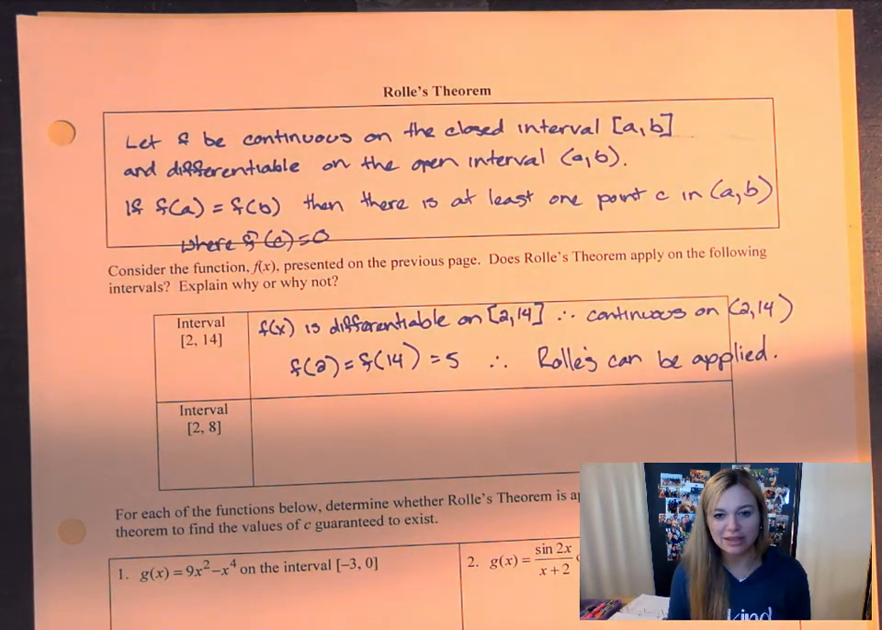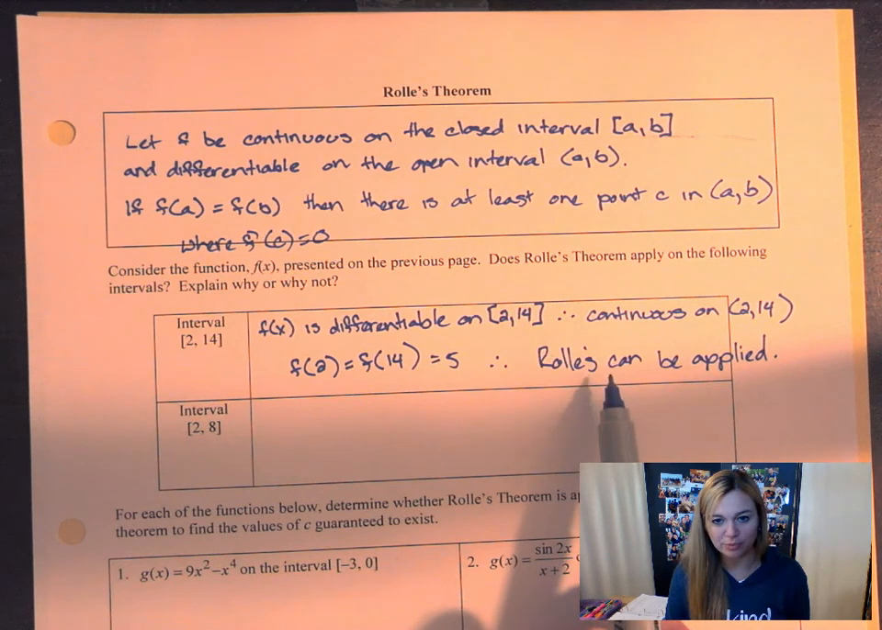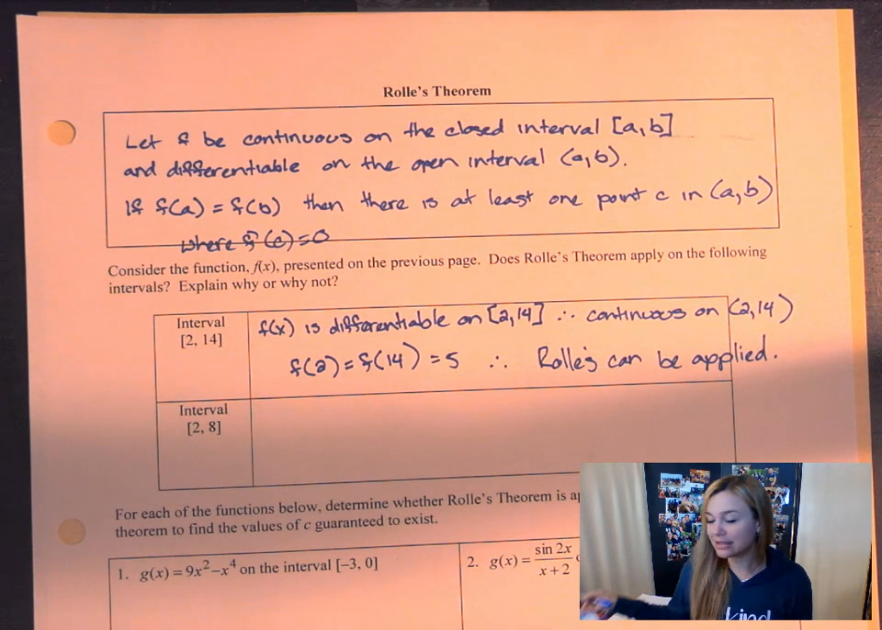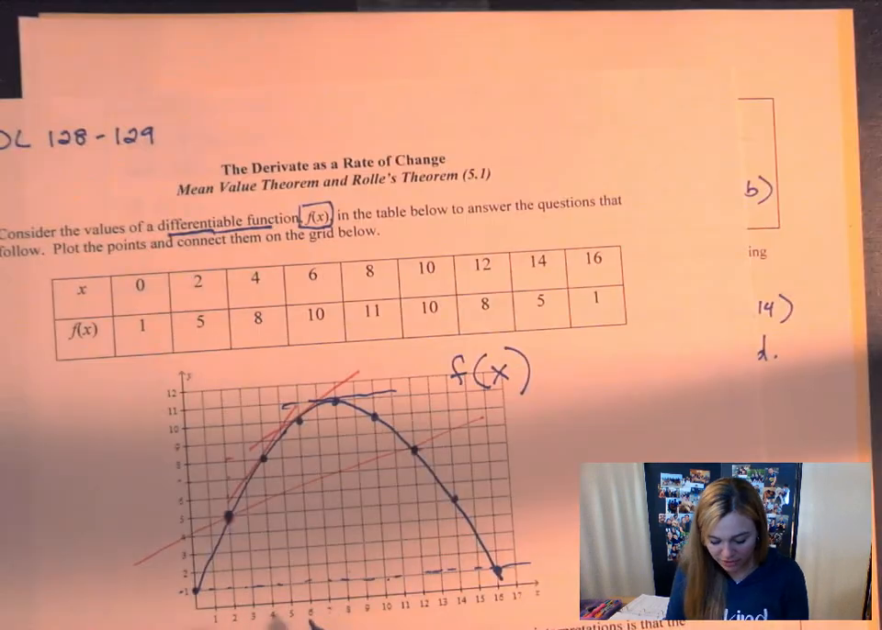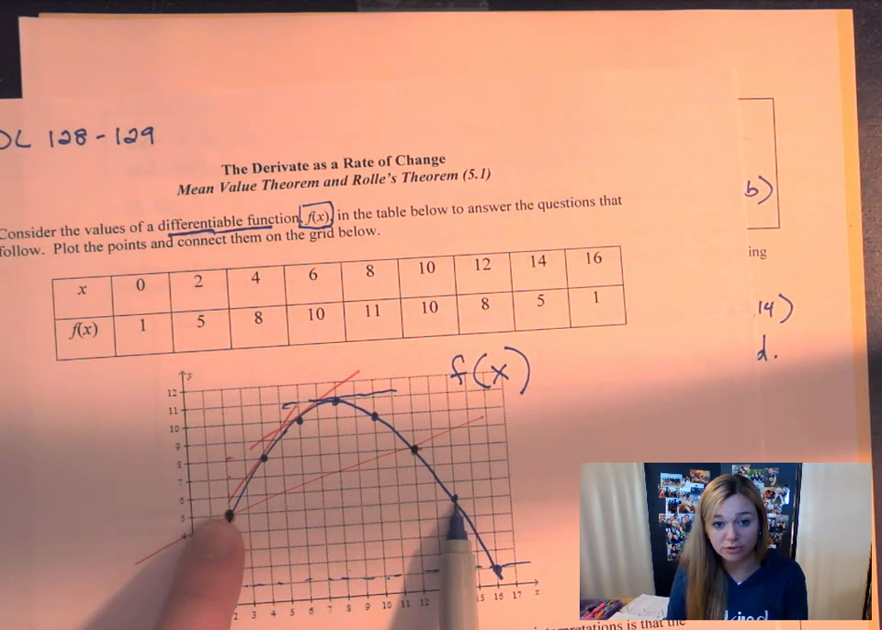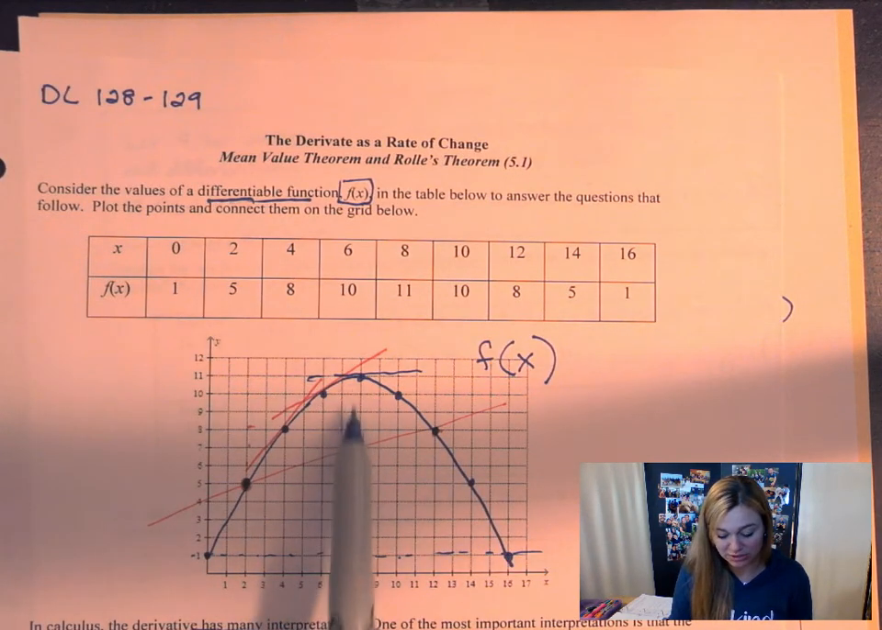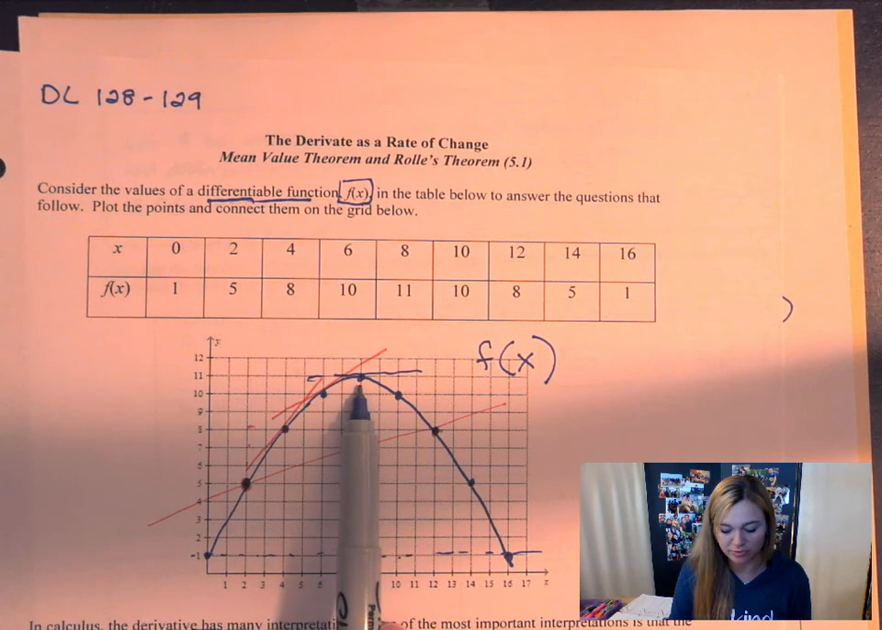I didn't just suddenly make this plural, by the way, and then put it in parentheses. This would be like Rolle's theorem, so possessive of the theorem. Rolle's can be applied. So we'll say yes, we can. And what that means is between 2 and 14, x is 2, x is 14, somewhere in this interval, there's going to be a place where the derivative, the slope of the tangent, is equal to 0, which is going to be at the same place we talked about before.